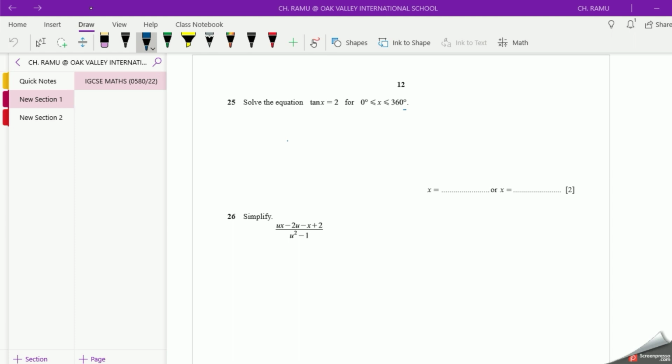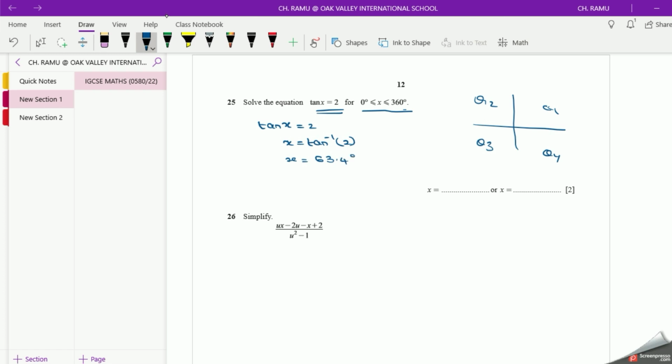So question number 24. Solve the equation tan x is equal to 2. The condition is the value of x lies between 0 degrees to 360 degrees, including 0 and 360. Nothing but the value x is in Q1, Q2, Q3, Q4. First of all, tan x is equal to 2. That means x is equal to tan inverse 2.